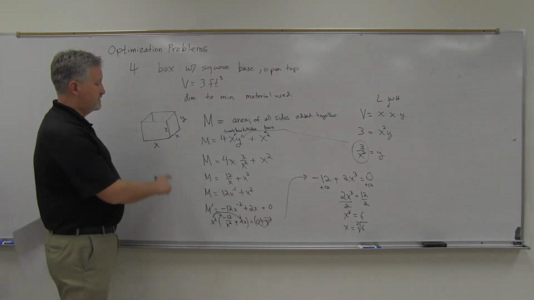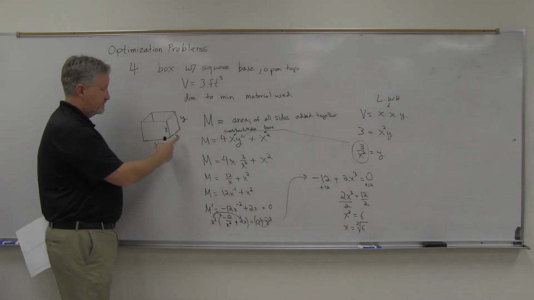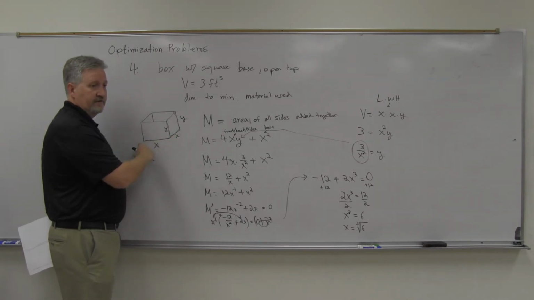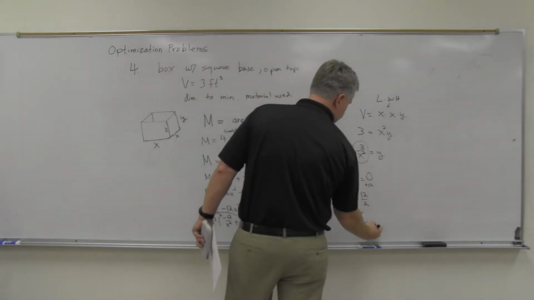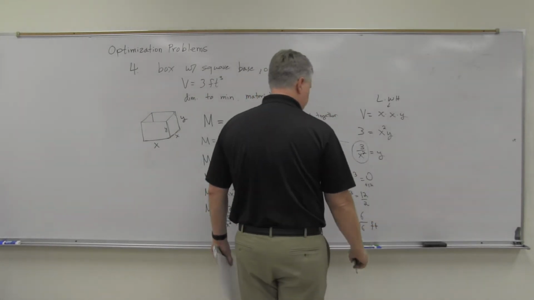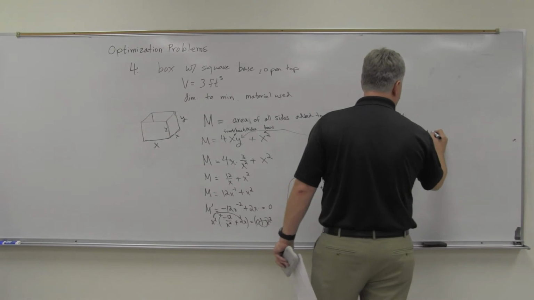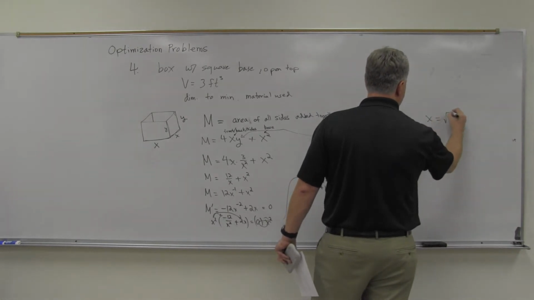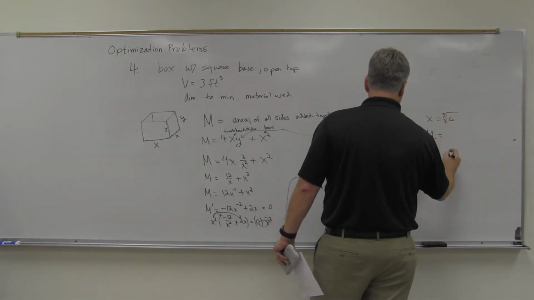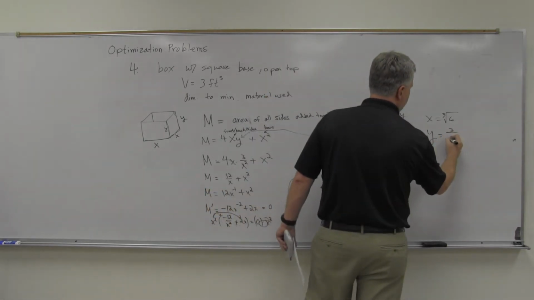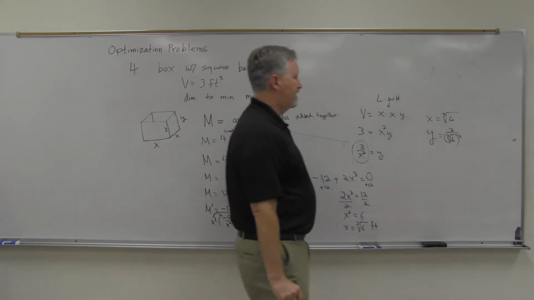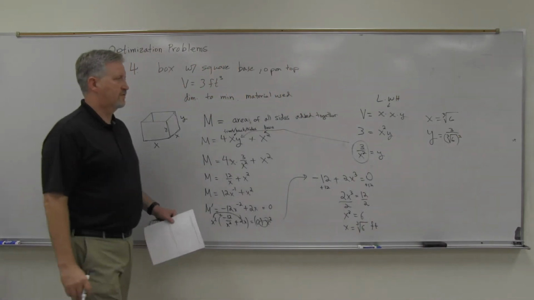Again, I want the dimensions. That cube root of 6 is the x here. That would be the length and the width. That would be feet. Cube root of 6 feet. What's the y? Well, the y is right here, 3 over x squared. So it'll be 3 divided by the cube root of 6 squared.